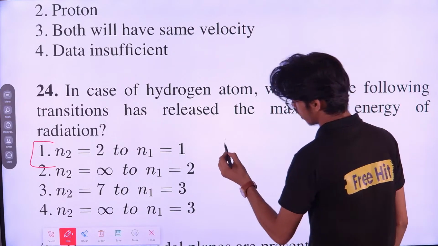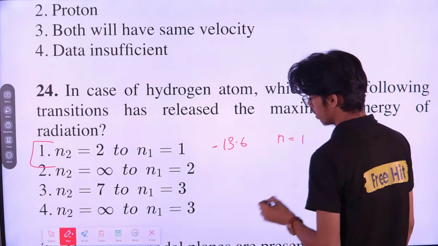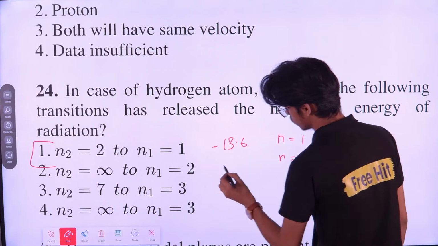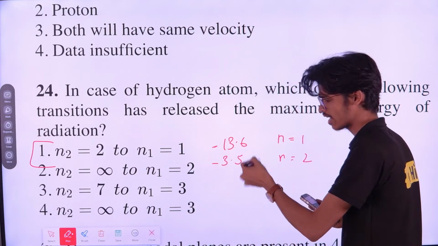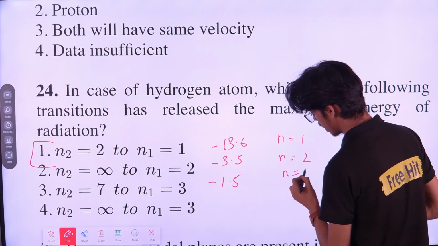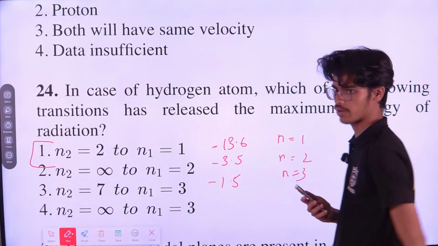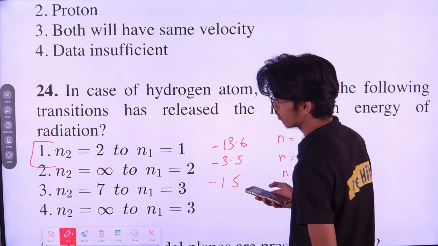So 13.6 electron volt minus is the energy at n equal to 1. At n equal to 2, what is the energy? 3.5. Somewhere near, I don't know the correct value, I just know the rough figures. And this is n equal to 3. Try to remember these values, 3-4 values. You would have seen in every chart book they give this. Question 24, option number 2.